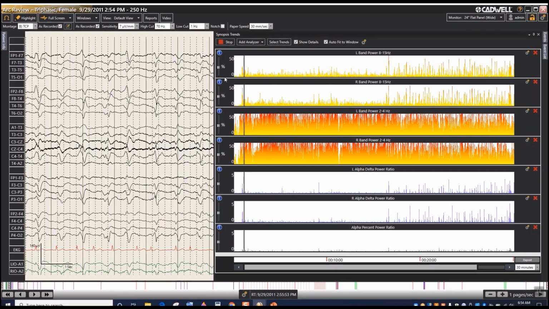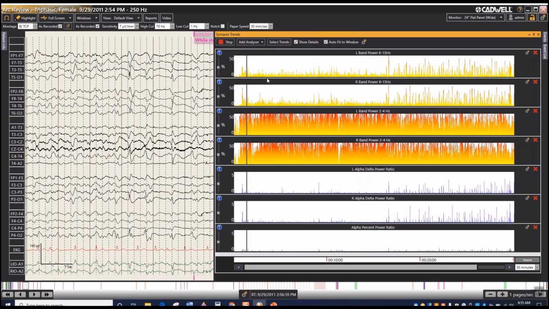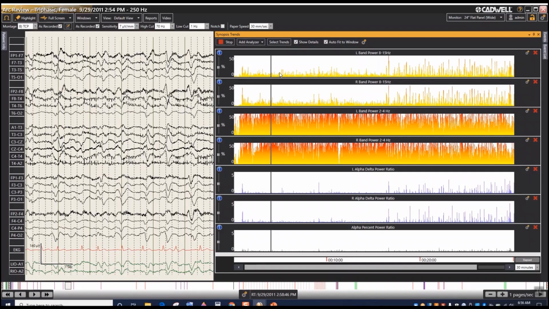So I included the band power up at the top just for reference. So if you look at this example of triphasic waves, what you'll see is when I place the cursor early in the record, you see a significant amount of triphasic waves. And if you look at the band power up top, what you'll see is we've chosen 8 to 15 hertz on the upper part. We've chosen 2 to 4 hertz on the bottom part. So we're looking at kind of alpha range activity up top, delta range activity down at the bottom.